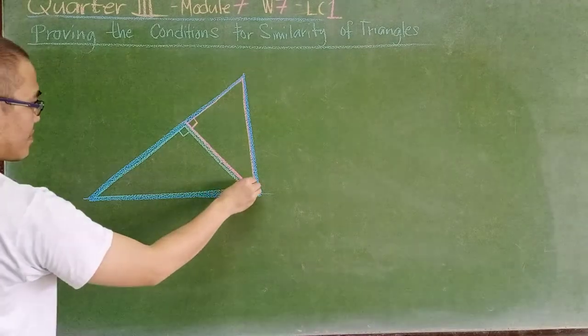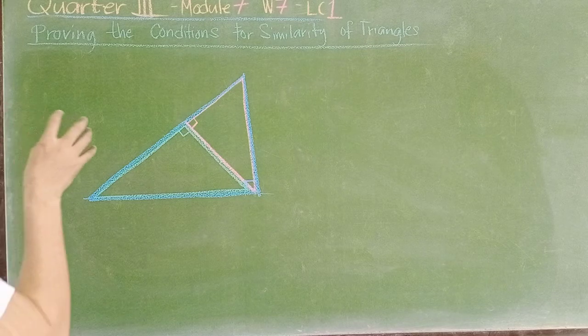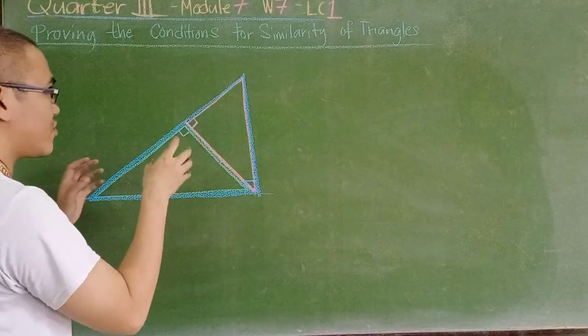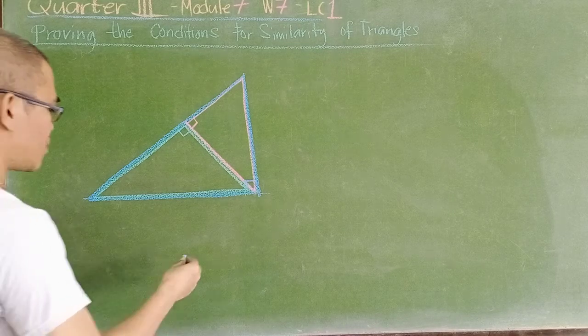So sinasabi niya sa right triangle similarity theorem na yung tatlong triangle na yan is similar sa isa't isa. So yung pink similar doon sa green, yung green similar doon sa blue, yung blue similar doon sa pink. So yung tatlong triangles na yan similar sila. So pwede mo silang tanggalin, pwede mo silang paghiwalayin. So pag pinaghiwalay mo sila, halimbawa, ganito yung magiging itsura nila.